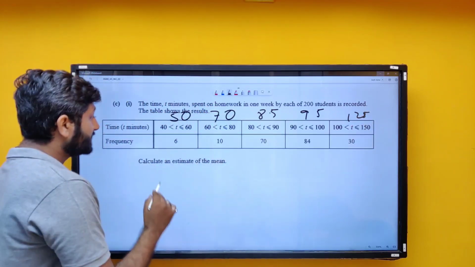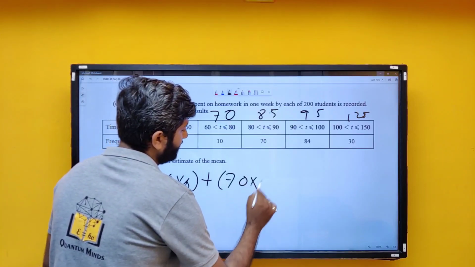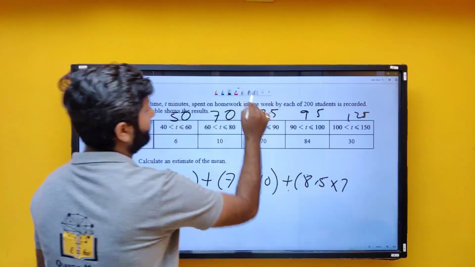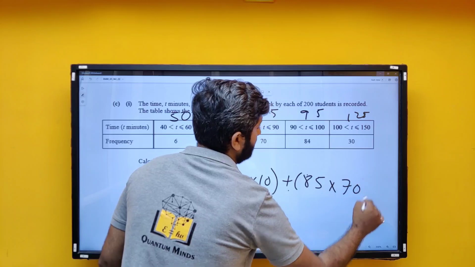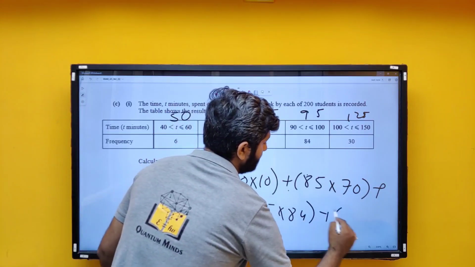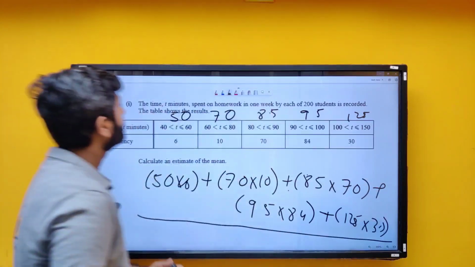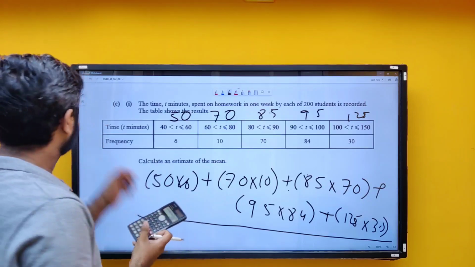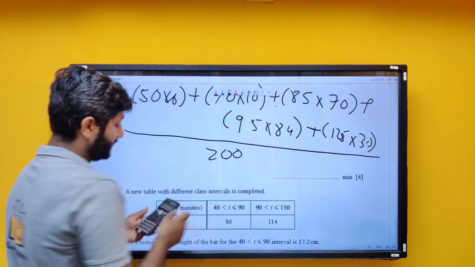The formula of the mean is sigma fx divided by sigma f. So 50 into 6 plus 70 into 10 plus 85 into 70 plus 95 into 84 plus 125 into 30, divided by the total number of observations, which is 6 plus 10 plus 70 plus 84 plus 30. So the total is 200.